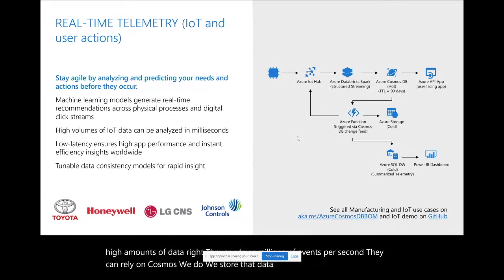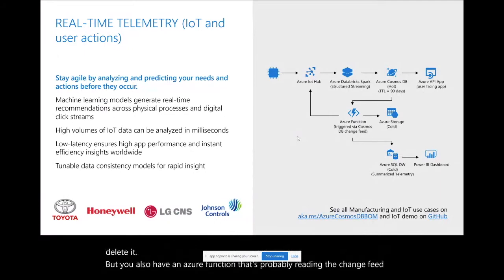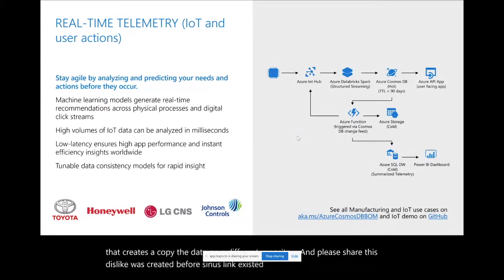In this example, they are using a feature called TTL, right? Where the data expires after 90 days and gets automatically deleted. But you also have an Azure function that's probably reading the change feed that creates a copy of the data on a different repository. I'm pretty sure this slide was created before Synapse Link existed, because now you don't have to do that, right? That secondary copy for reporting purposes is already available.